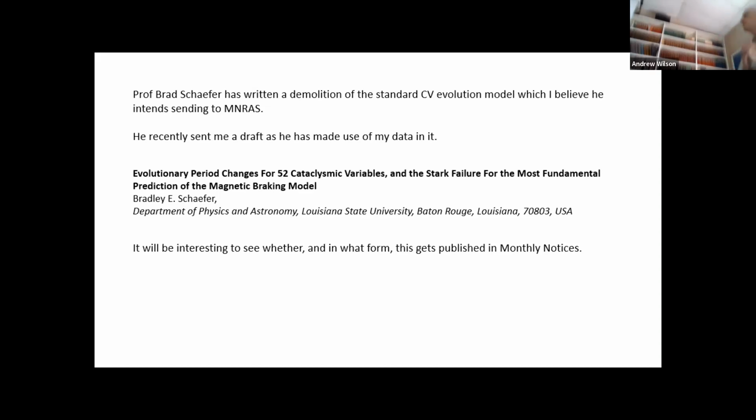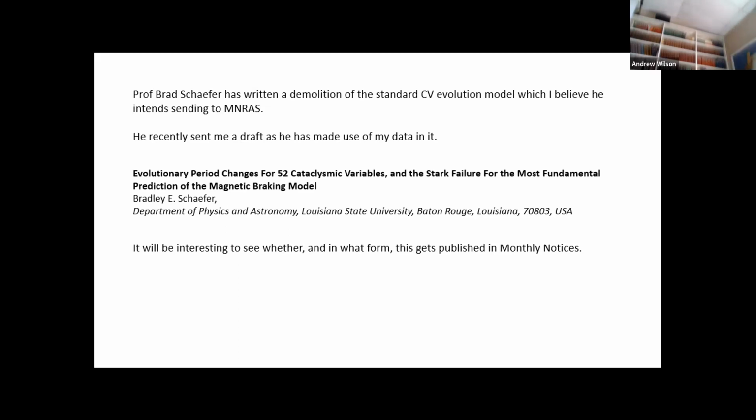We'd already corresponded a little bit about other observations. He's been doing a lot of work on novae recently, and particularly on whether the orbital period of a nova changes before and after a nova eruption. So I had data, and he's used some of my data on that, but he sent me this paper, which has a fairly provocative title: The Evolutionary Period Changes for 52 CVs. He's done a lot of research on stars to pick up these stars, and the stark failure for the most fundamental prediction of the magnetic braking model.